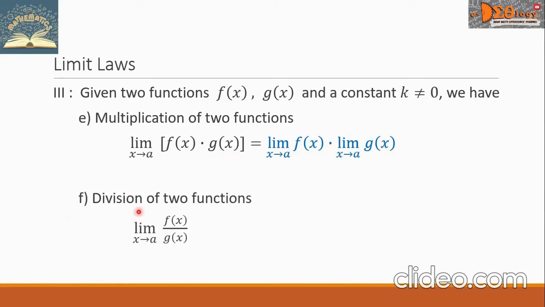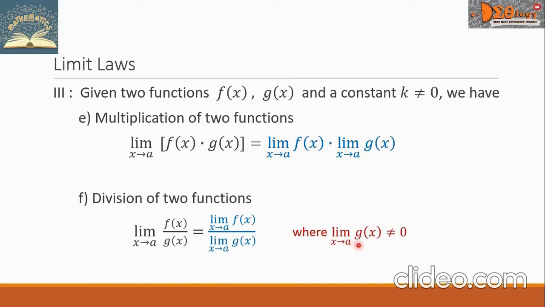Letter F, division of two functions. And the form is the limit as x approaches a of the two functions f of x divided by g of x. To simplify this, we're going to take the limit of the numerator and the denominator respectively. So we see here the limit of f of x as x approaches a divided by the limit of g of x as x approaches a, provided that the limit of g of x as x approaches a is not equal to 0. We know that division by 0 is not allowed.